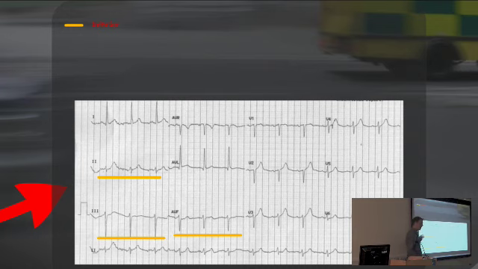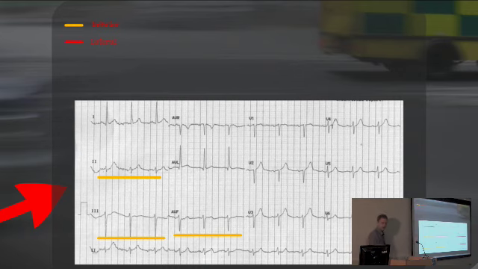So you've got the inferior leads, 2, 3, and AVF. Remember, lead 2 is going down here, isn't it? From there to there. Lead 3 is going from there to there. And lead AVF is the average of these two, looking towards the floor, looking straight down. So there are your inferior leads.